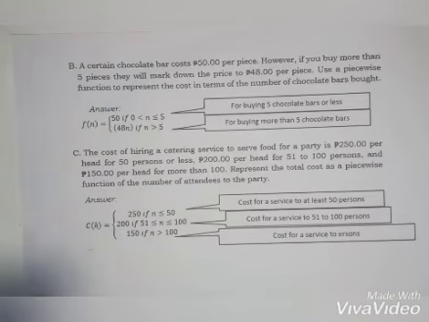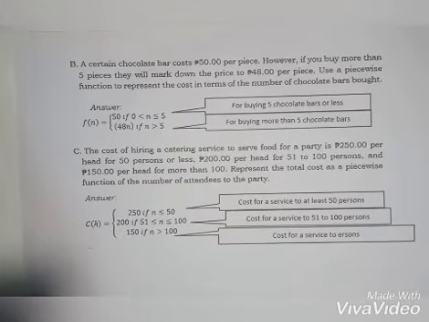Next, a certain chocolate bar costs 50 peso per piece. However, if you buy more than 5 pieces, they will mark down the price to 48 per piece. So use a piecewise function to represent the cost in terms of the number of chocolate bars bought.